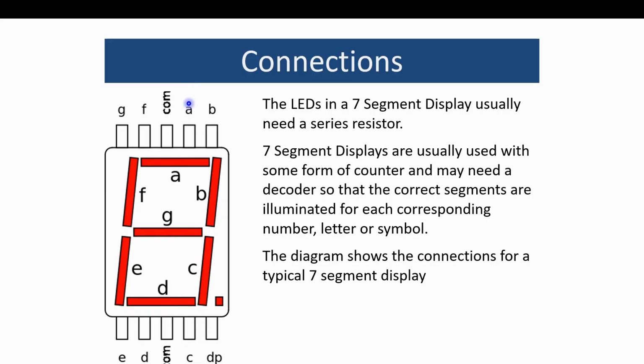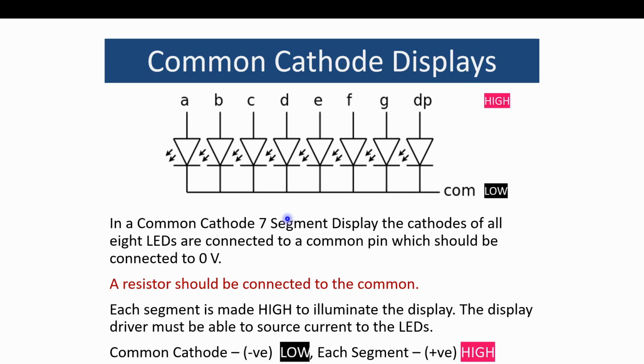So when A is connected to Arduino and A is given a high, this A segment is going to glow. This is how it works. Okay. All right. Next, this is the internal circuitry of a display.